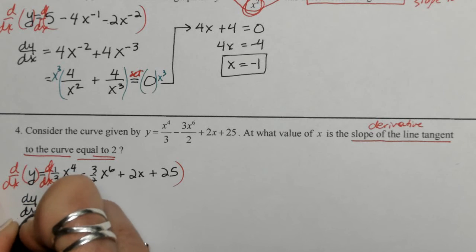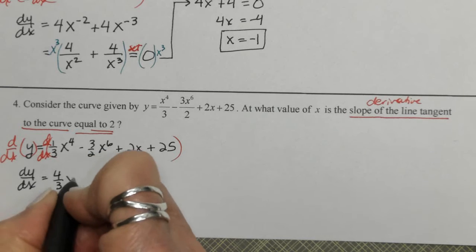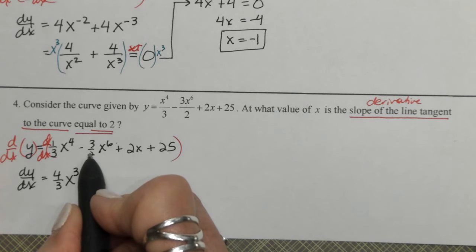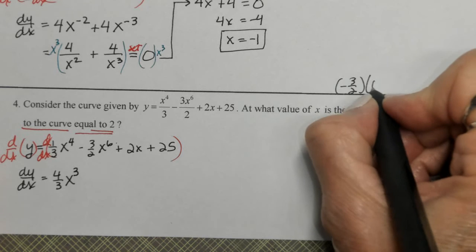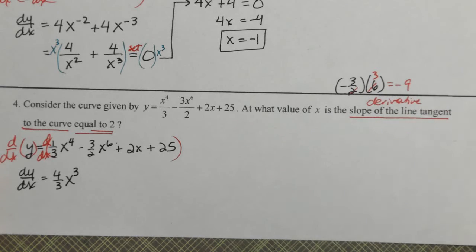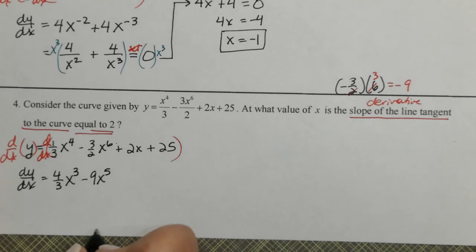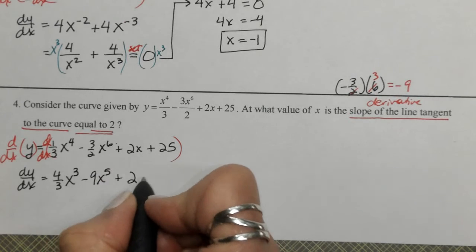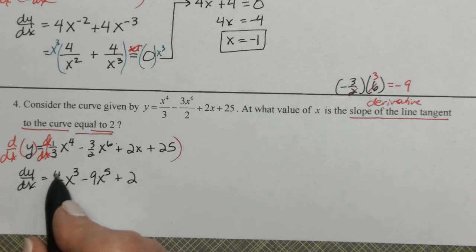So we will have dy/dx equal to the power times the coefficient, keep your x, reduce your power by 1. The power times the coefficient, negative 3 halves times 6, the 6 and the 2 reduce, and this is negative 9. So negative 9x to the 5th. The derivative of 2x is 2. The derivative of a constant is 0. So that is my derivative.